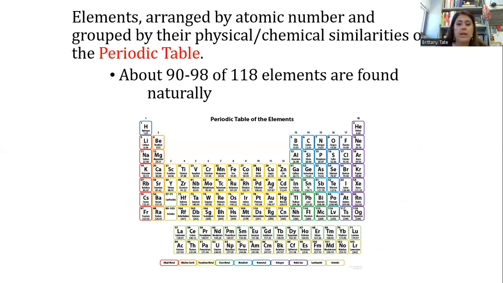So elements are arranged by atomic number and are grouped by their physical and chemical similarities on the periodic table. So about 90 to 98 of the 118 elements are found naturally. So I'm going to spend a little time going over the periodic table because we went through this very quickly because it was right before Christmas and you probably don't remember most of it, okay?